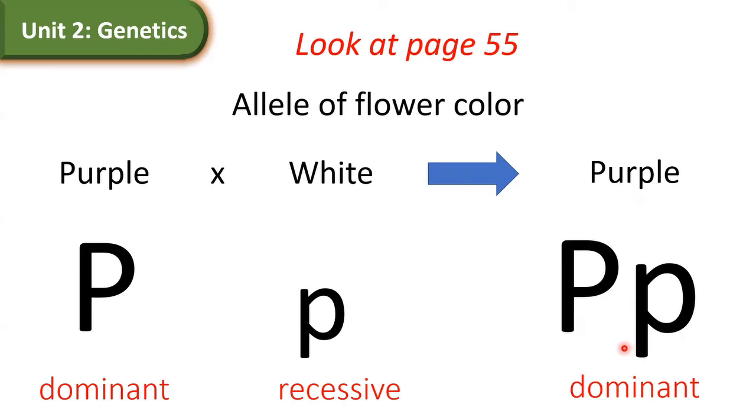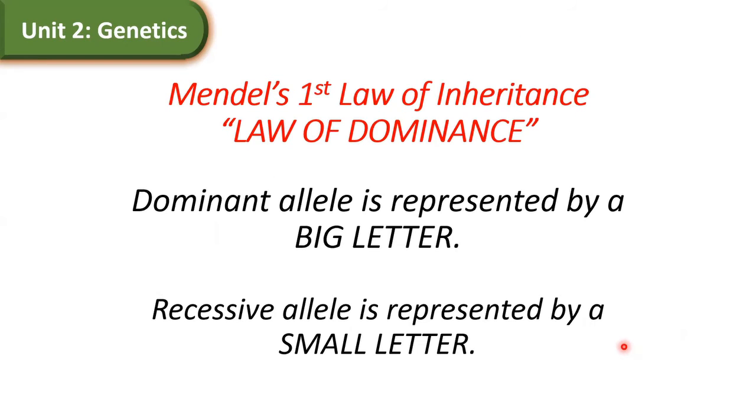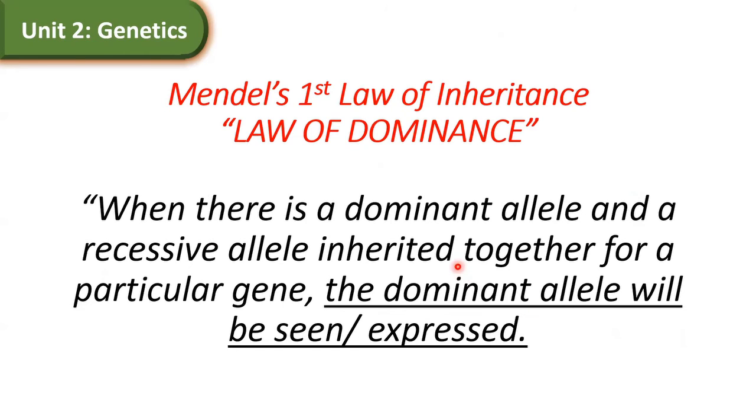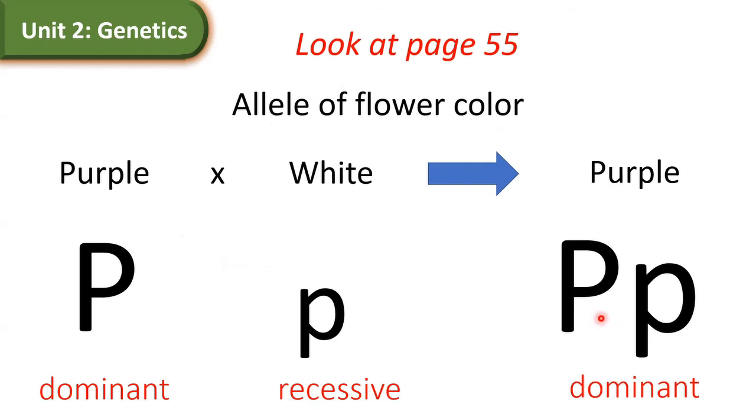Going back to the definition of the law of dominance, if you have one dominant allele and one recessive allele, the dominant allele will be seen. So we have a purple offspring because we have one dominant allele, which is the purple color.